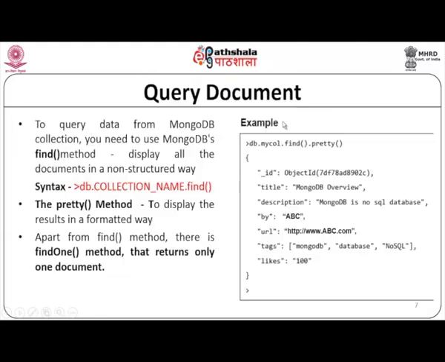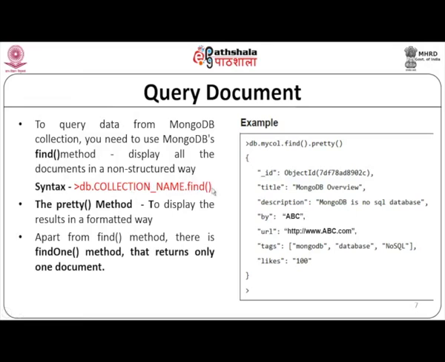Now, when you want to query the documents, how can we do it in MongoDB? In MongoDB, you have a method called the find method, with which you can display the contents in an unstructured way. The syntax for the find method is db dot the name of the collection dot find method.